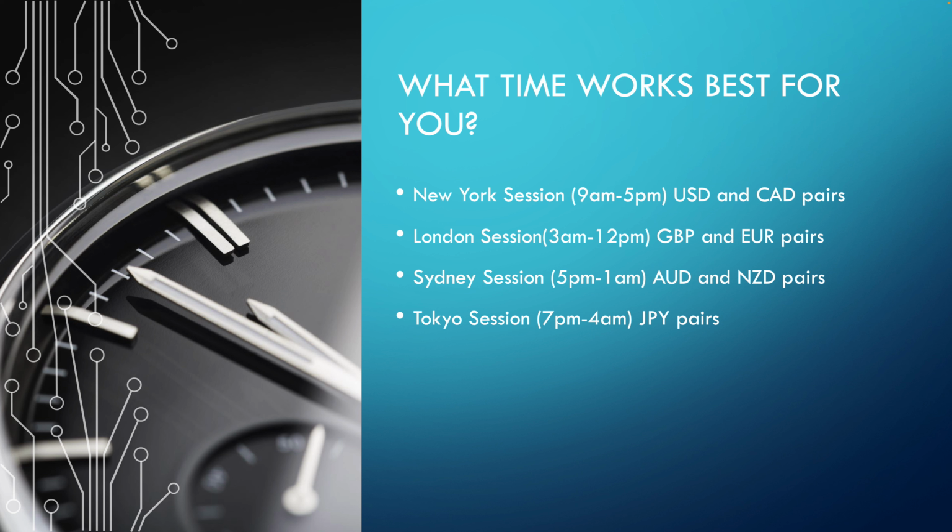The second session and second most volatile session is the London session. This is the session that I primarily trade. This session opens at 3 a.m. and closes at 12 p.m. And GBP and Euro pairs are traded during this time. And similar to the New York session, you can see a spike in volatility pre-session, which is around 1 a.m. to 2 a.m., where you can see the buildup of volatility before the true session does start.